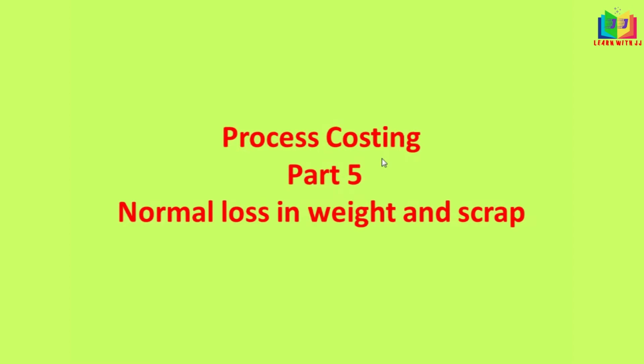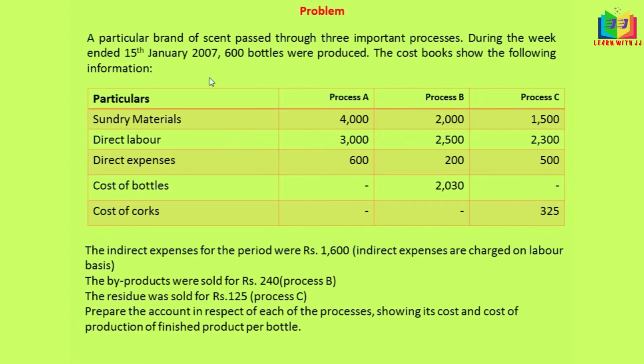Hello viewers, in this video we'll see process costing. Under that, normal loss, waste and scrap we'll see. We'll see one problem. A particular brand of scent passed through three important processes. During the week ended 15th January 2007, 600 bottles were produced.